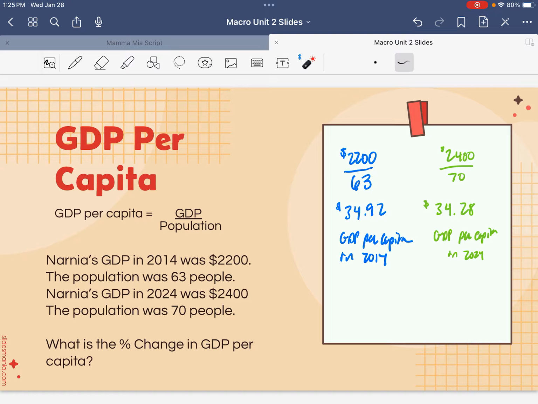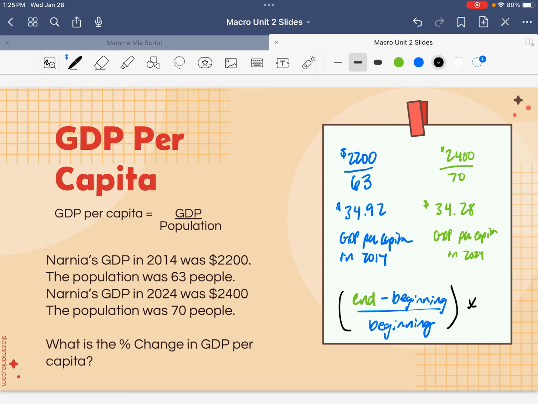So you, by yourself, not with me, are going to take the end minus the beginning divided by the beginning. Notice how I'm color coding it for your good. Take all that times 100, and you are going to have a number with a percent and a label, GDP growth in Narnia. Okay? And you're going to input that into the Google form. You're welcome. Okay, we're moving on.